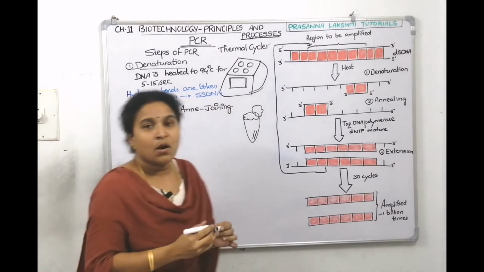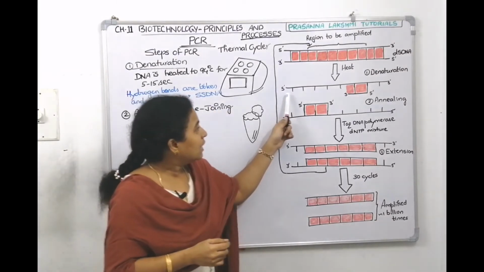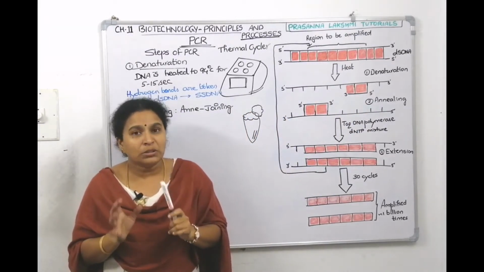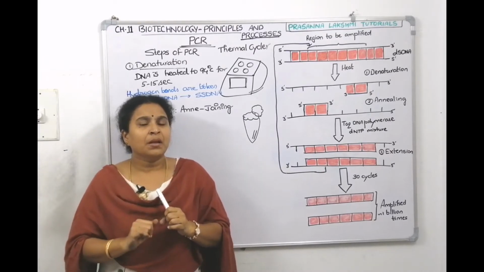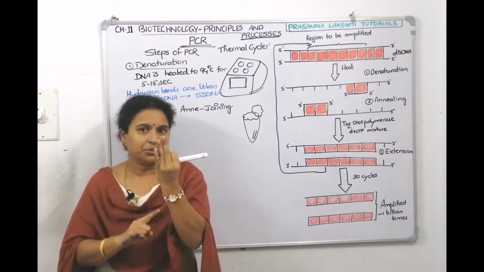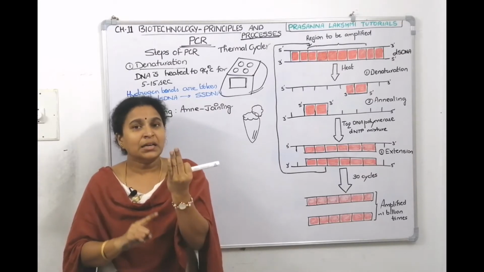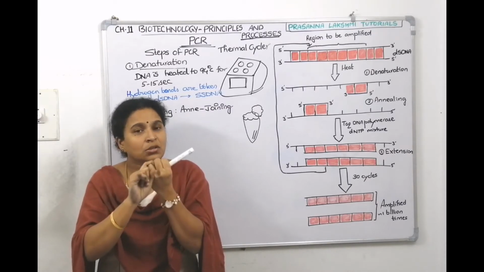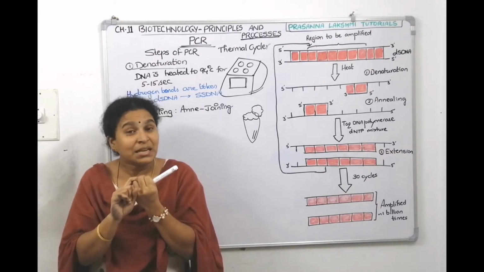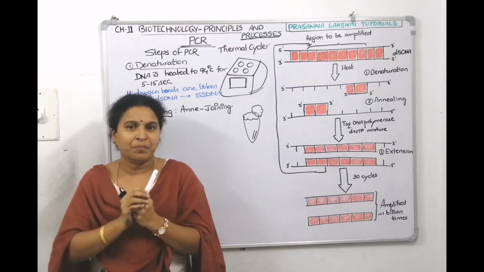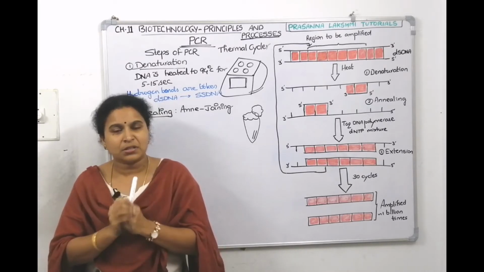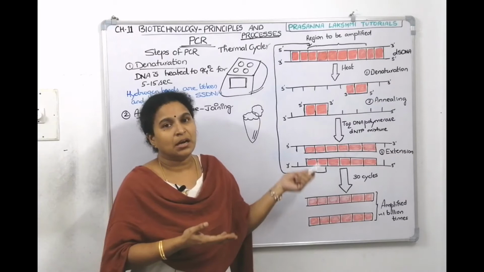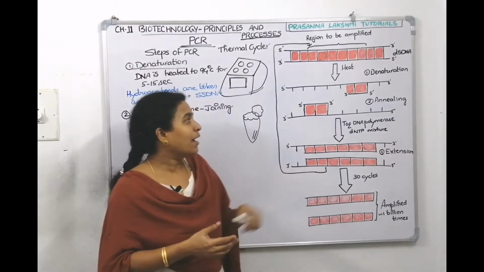In annealing, the single strands are exposed. We know that DNA polymerase enzyme has to do initiation, elongation, termination, 3 steps. But DNA polymerase cannot do initiation. It can do only elongation and termination. That is why in our body, primase enzyme comes and synthesizes a primer. That primer comes and initiates the process. But here, because it's an artificial technique, an in vitro system, you have to provide the primer.